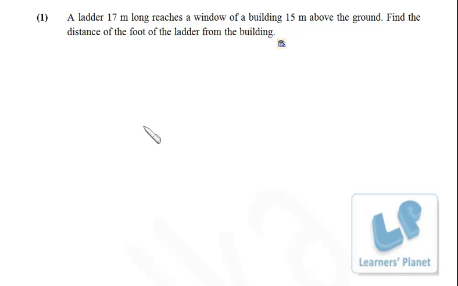Now this problem is a very simple one. A ladder 17 meter long reaches a window of a building 15 meter above the ground. Find the distance of the foot of the ladder from the building. Now the ladder must be slanting, obviously. So you'll get a right angle triangle over here. Just draw.